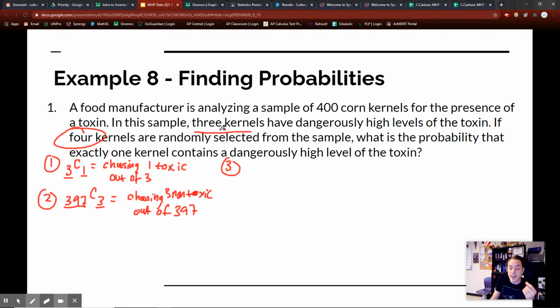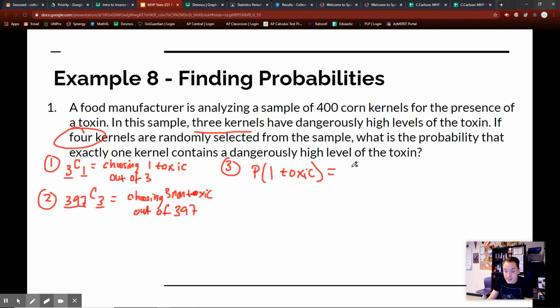Okay, so again, I'm choosing not toxic kernels. I'm choosing 4 kernels in general, but 3 of those kernels that I choose out of the 4 could technically be toxic. Okay, so how I put this together is I'm going to find the probability of choosing one toxic kernel.